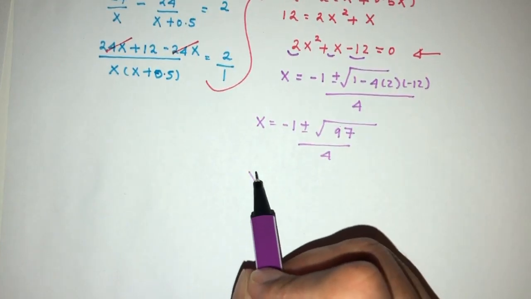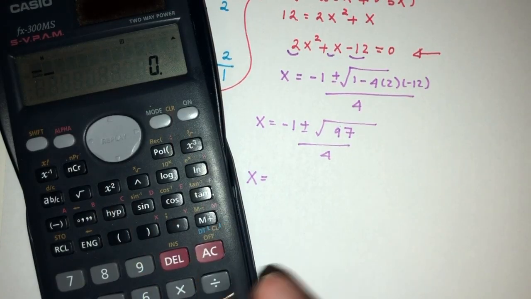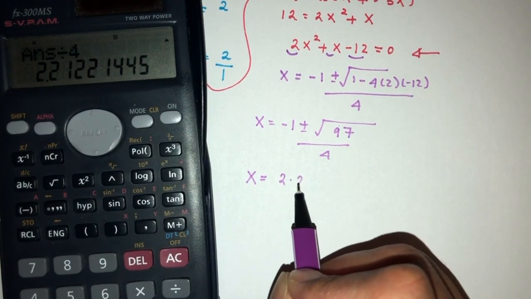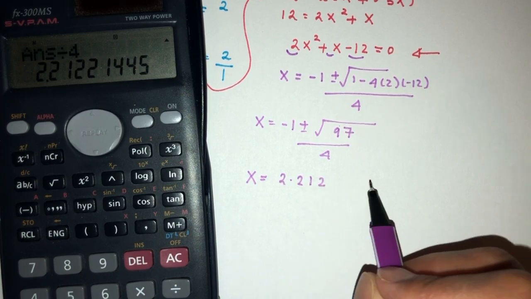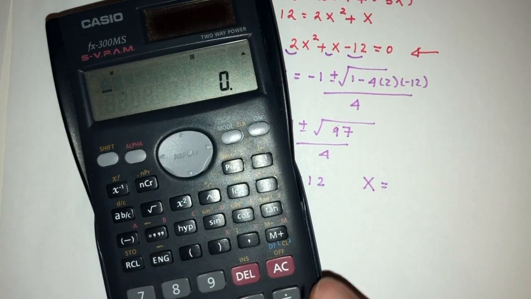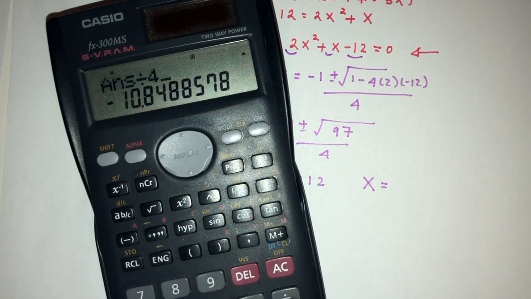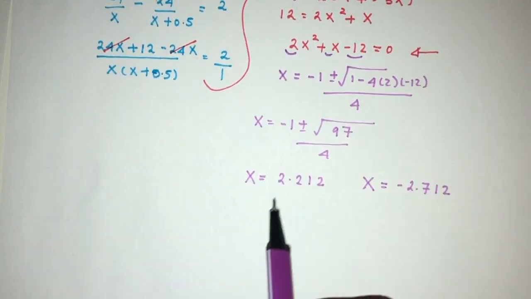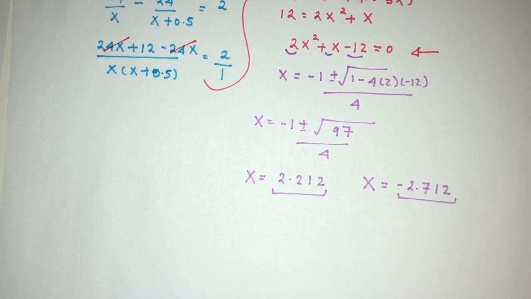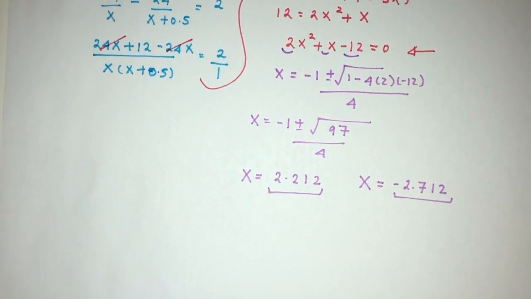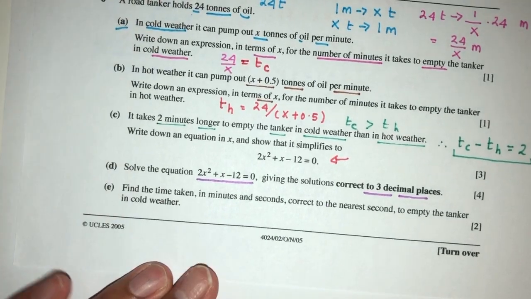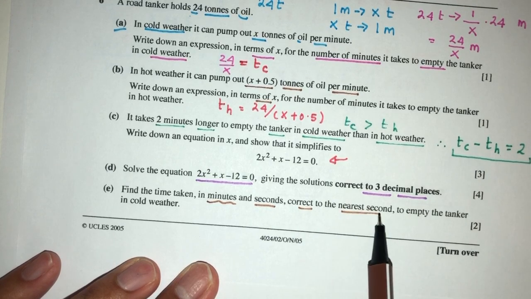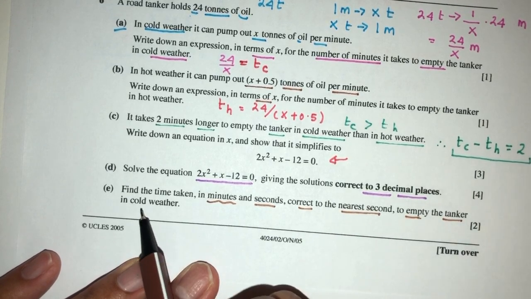So for the first value of x, that will be minus 1 plus root of 97, divided by 4. That should be 2.212. Or it can be minus 1 minus root of 97, divided by 4. That should be minus 2.712. So we have two answers correct to 3 decimal places for the values of x. Now finally, we have to find the time taken in minutes and seconds, correct to the nearest second, to empty the tanker in cold weather.